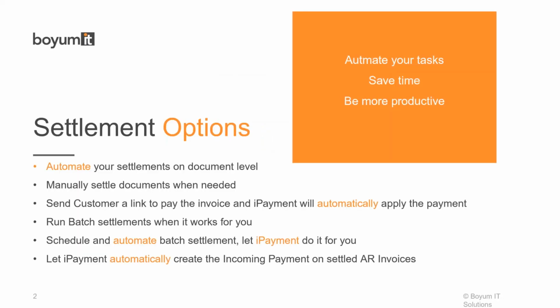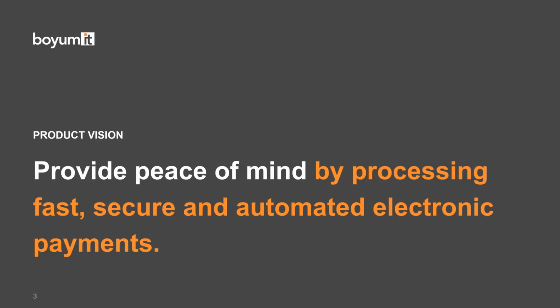So automate your tasks, save time, and you're going to be more productive. And iPayment really provides peace of mind. You process in a very secure way. As you know, iPayment works only with gateways that are PCI compliant. Okay, so that was the session. I wanted you to see the different options for how you can settle, whatever fits your company's needs.